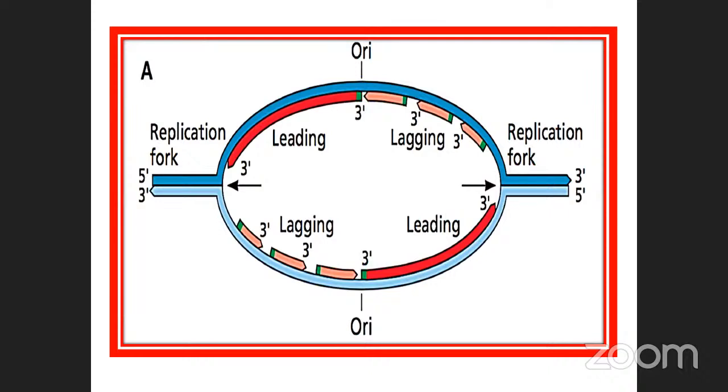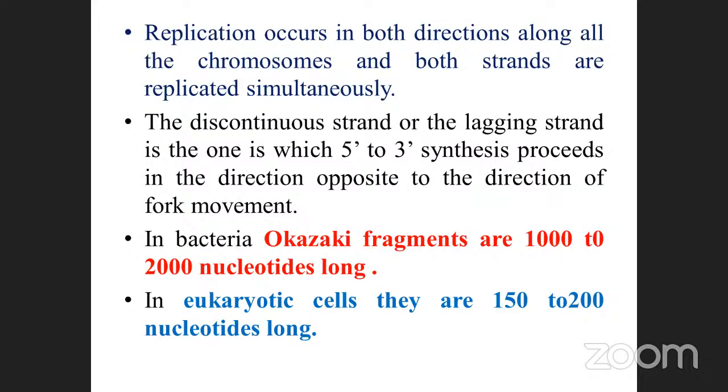Only one primer is enough. But the lagging strand, what happened? At each and every step they need RNA primer. Okay. You started from where? 3' to 5'. The opposite manner is also the same. Okay. See that one? It's very clear. The replication occurs in both directions along all the chromosomes, and both strands are replicated simultaneously. That is very, very important.